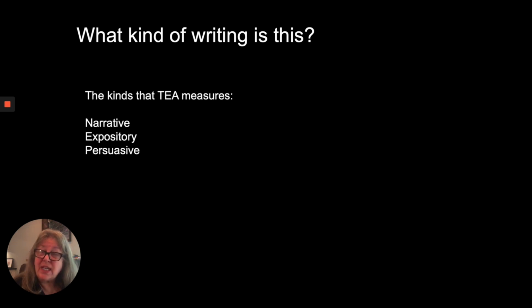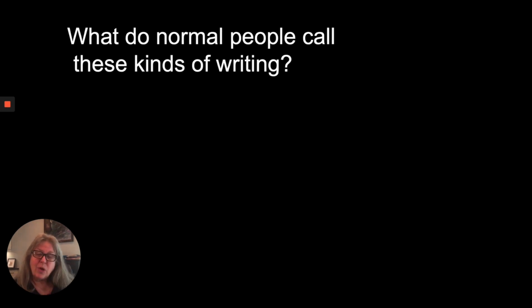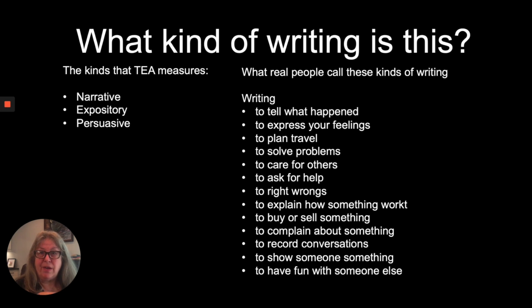Well, here's what TEA calls the kind that they measure: narrative, expository, persuasive. We're used to hearing those words because those are the words that they use. What do normal people call the writing we've been doing? You don't wake up and say, oh, I'm having a hankering to do some expository work, or I feel a narrative coming on. This is what we call those kinds of writing.